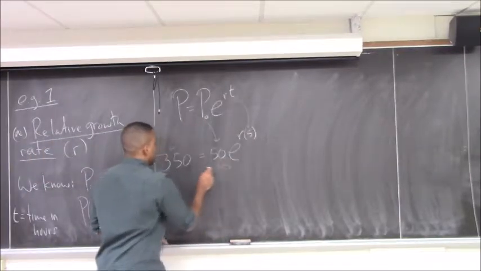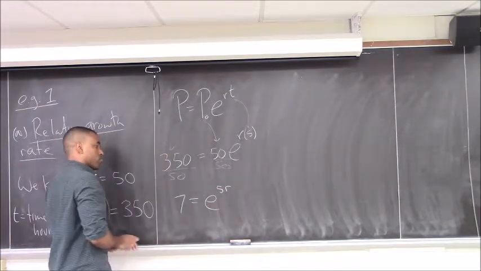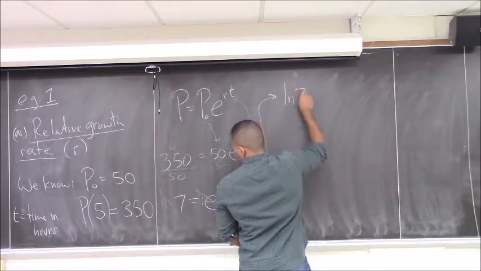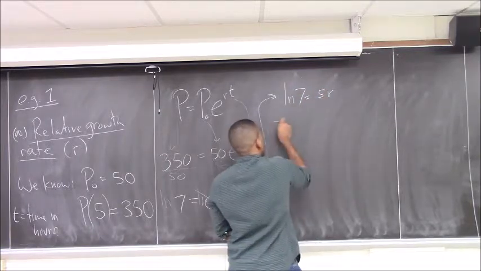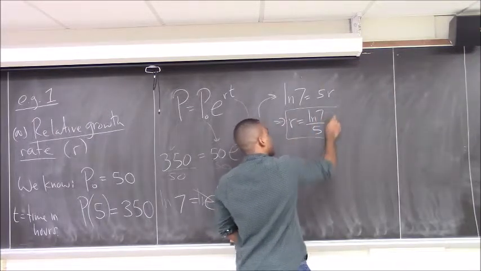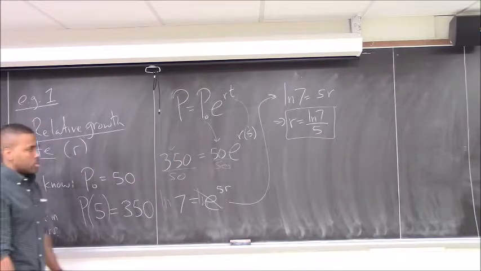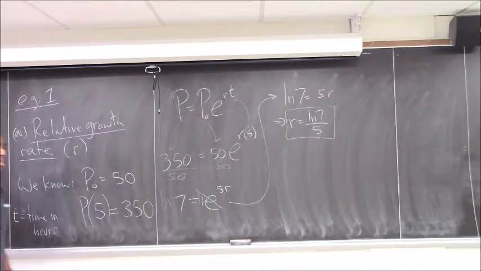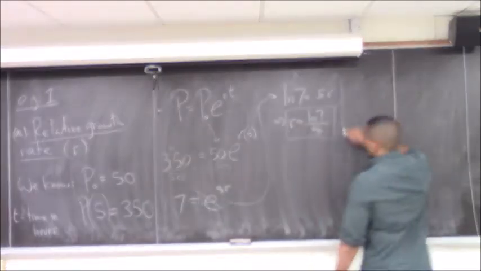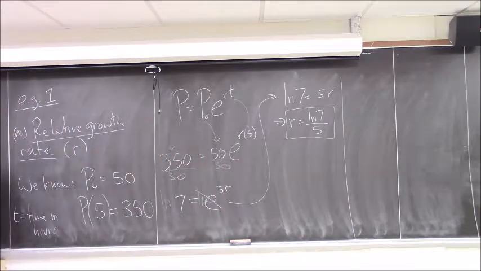Divide both sides by 50. So that gives us 7 is equal to e to the 5R. ln, get rid of the e. So this means ln of 7 is equal to 5r, which means that my r is equal to ln of 7 over 5. It's okay to leave your answer like that, I don't care about the decimal equivalent. But I think that was 0.38 something, so it's roughly 39%. So we have bacteria that's growing at roughly 39% every hour. So that's your relative growth rate, that's part A.